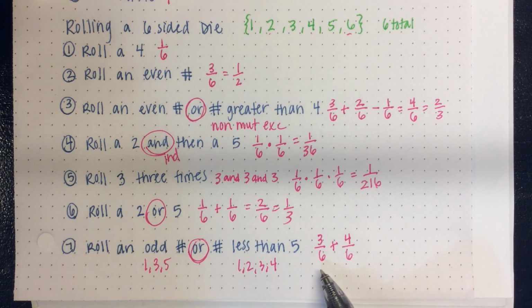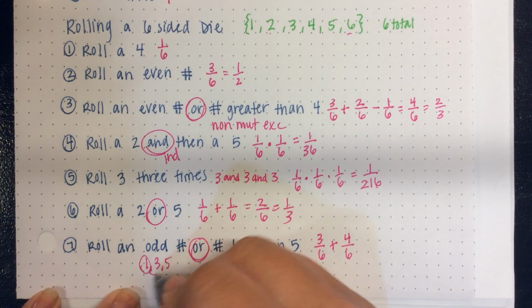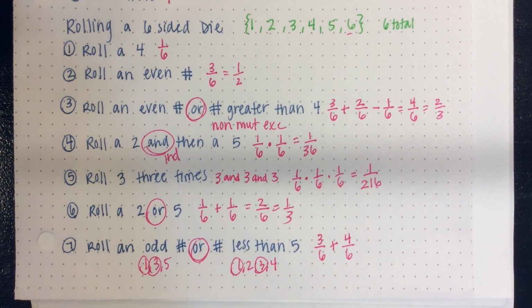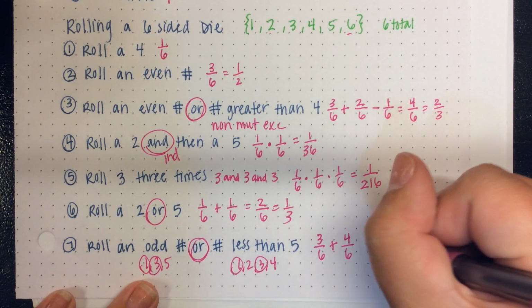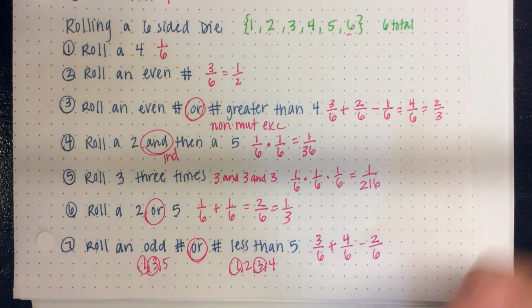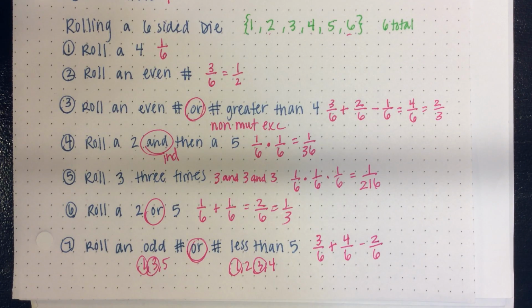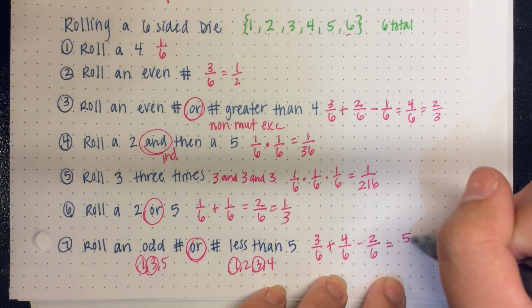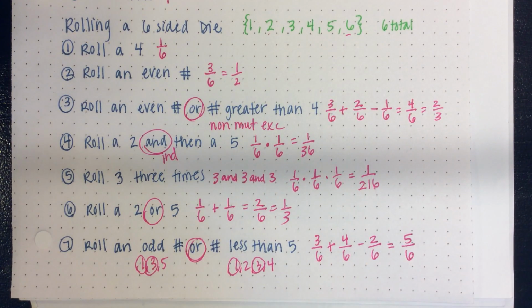This is one of the ones where I can get both at the same time. If you notice, there's a 1 and a 3 in both of those options, which means there are 2 numbers that overlap. So I have to subtract the probability of getting those 2 numbers out. So 3 plus 4 is 7, minus 2 is 5. So my probability of getting an odd number or a number less than 5 is 5 out of 6.